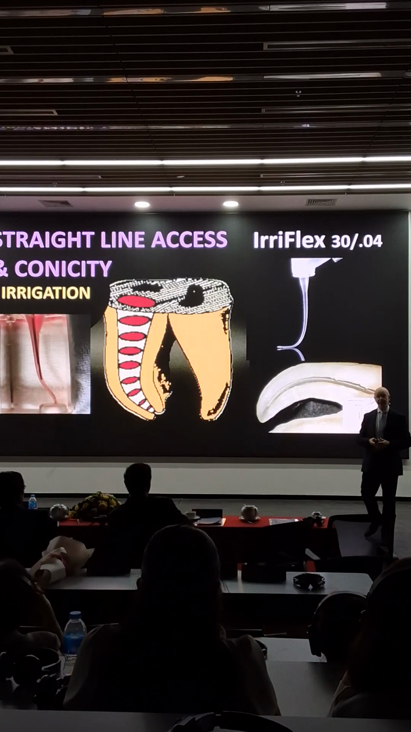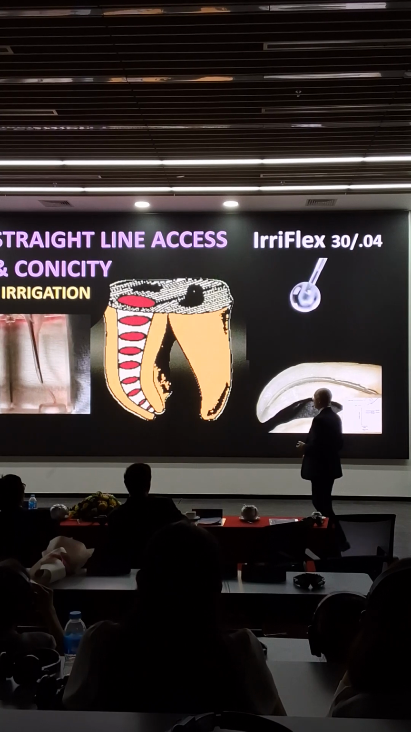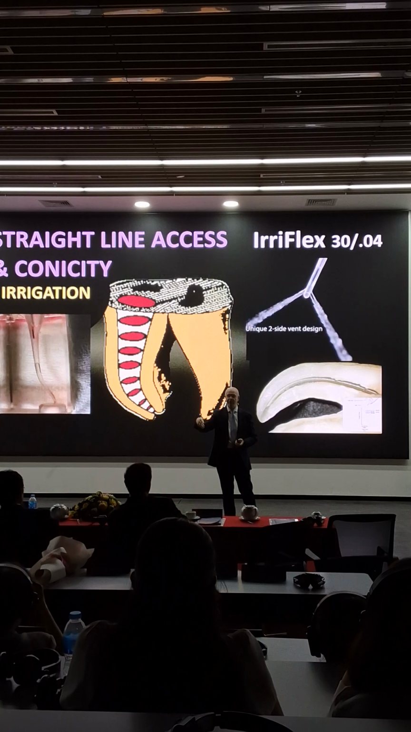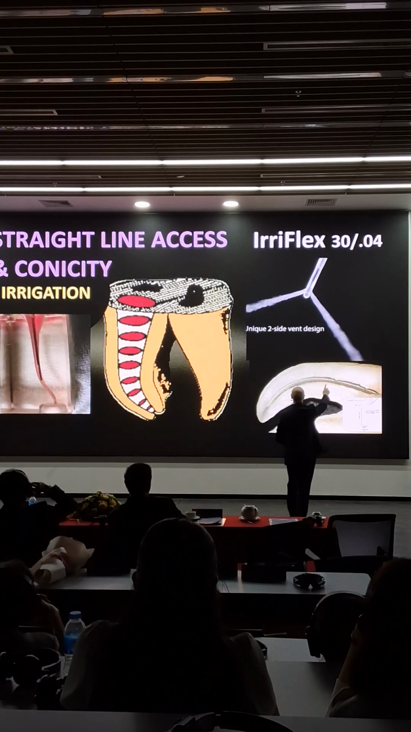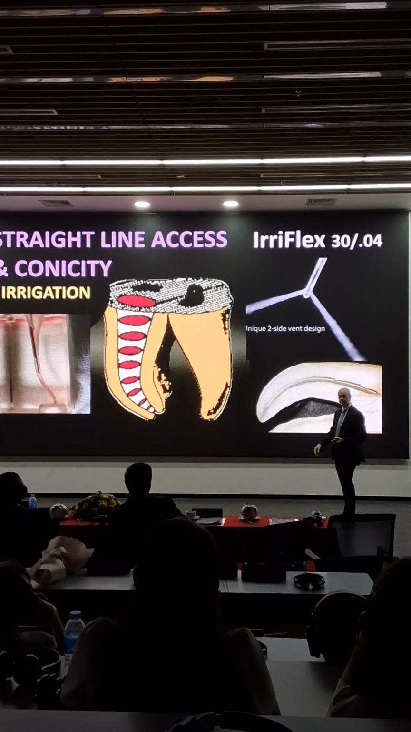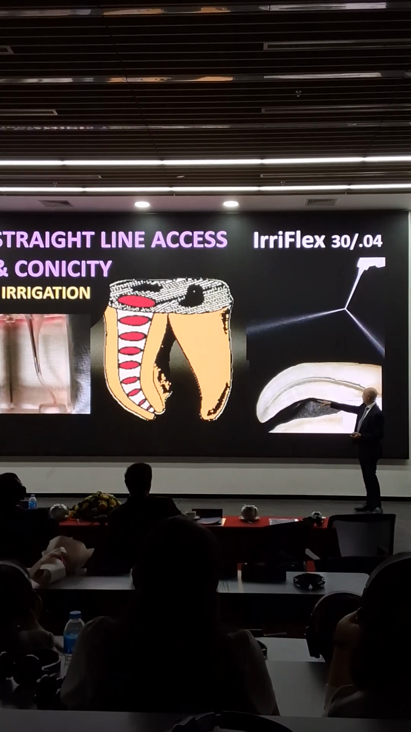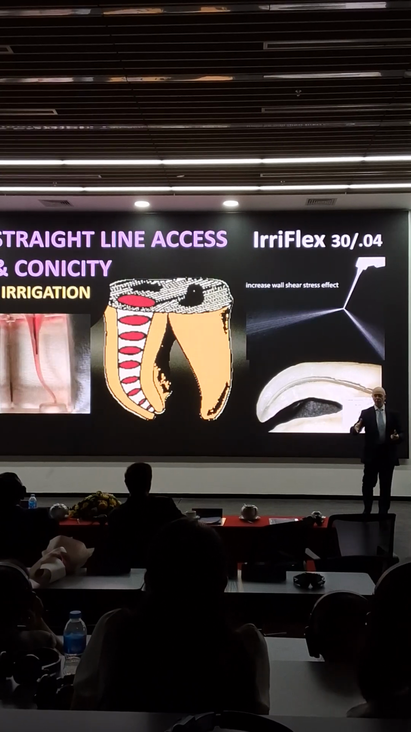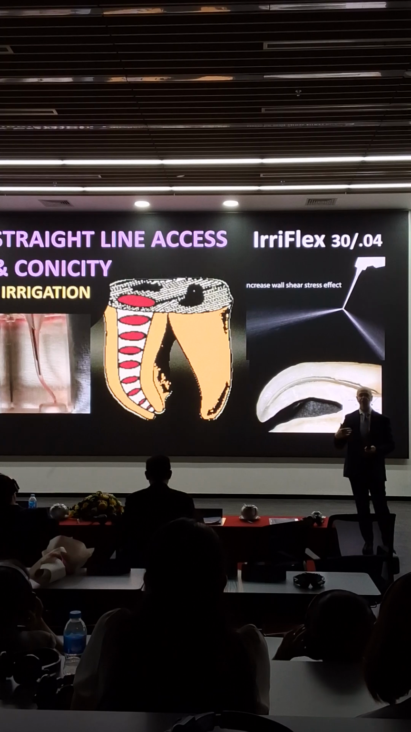The second thing: before, we needed the straight line access for the irrigation. Because we had needles in metal, for the penetration of your needle in metal, you need a large access. Now we have plastic needles like the Iriflex. It's a very flexible needle, and also size 30. Even if you have a long curved canal without an important straight line access, you will have the way to penetrate the canal.